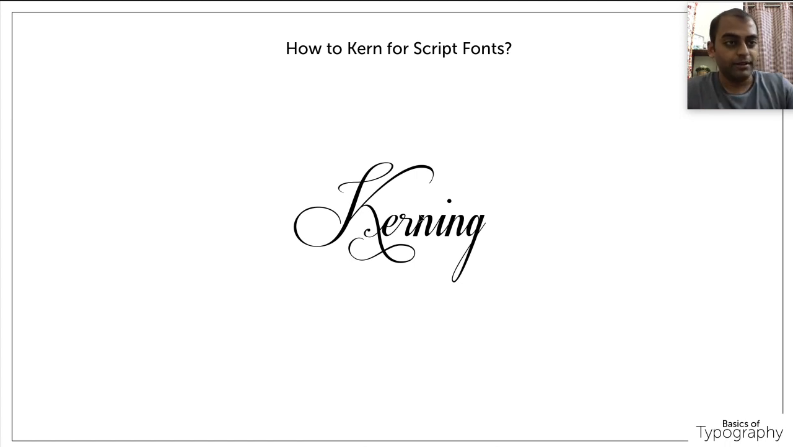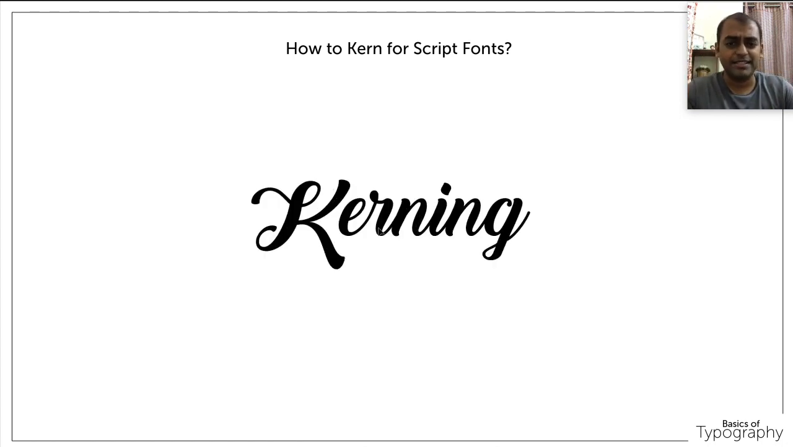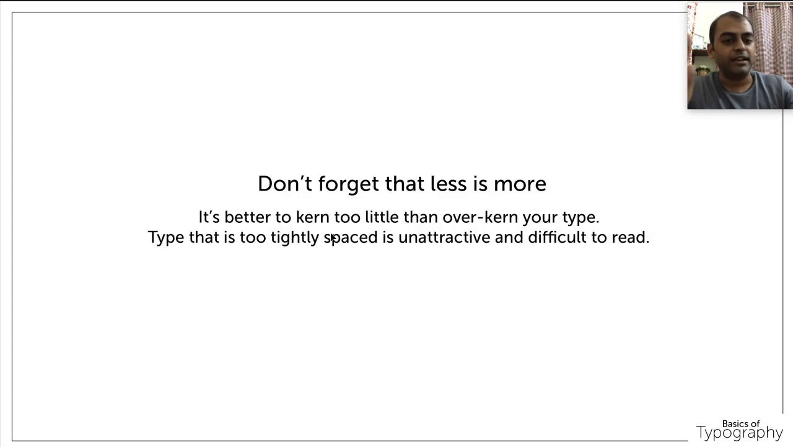In some script fonts it looks more spacious, or even in this case the kerning can be adjusted between the first letters. The other letters are running letters, so it is better you avoid it, but for K and E you can adjust the kerning and bring E closer to it. That can be done. But only keep in mind, less is more. It is better to kern too little than to overkern your type. Type that is too tightly spaced is unattractive and difficult to read.